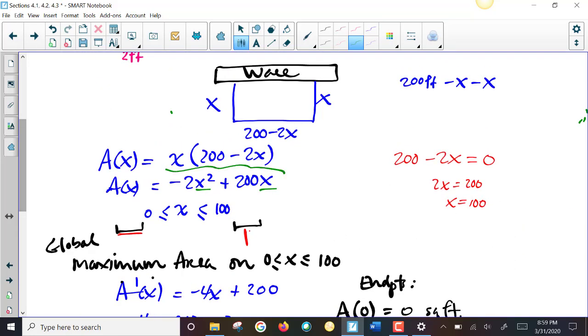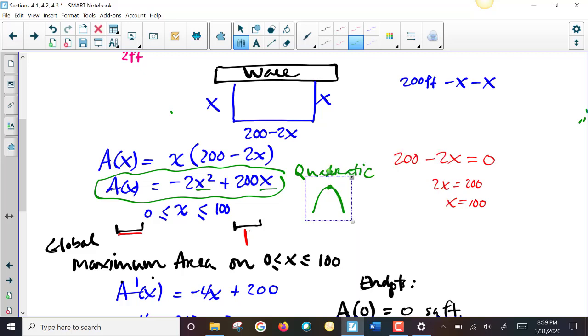Okay, now if we look back and think about this, let's go back to our area function. Notice it is quadratic. Every quadratic function has one local max or one local min, which is also the global max or the global min. We know this parabola opens down, so the max occurs at the vertex.